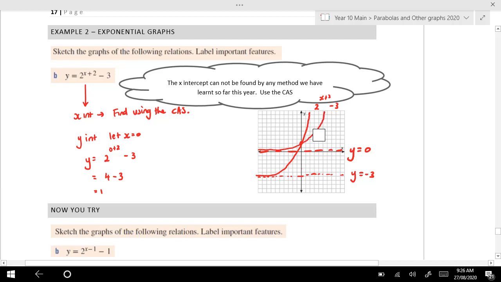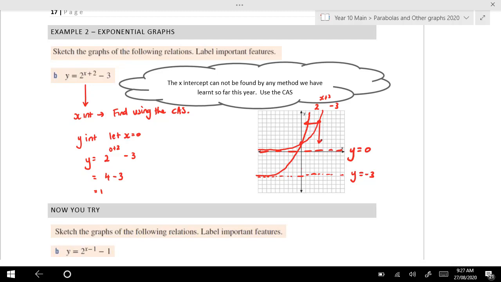Probably it's going to be the same sort of steepness as this other graph, but everything has been moved to the left 2 and down 3. So this point here has been moved to the left 2 and down 3. Everything has been moved to the left 2 and down 3. Use your CAS calculator though. If you do that in your CAS, it'll be your best friend.